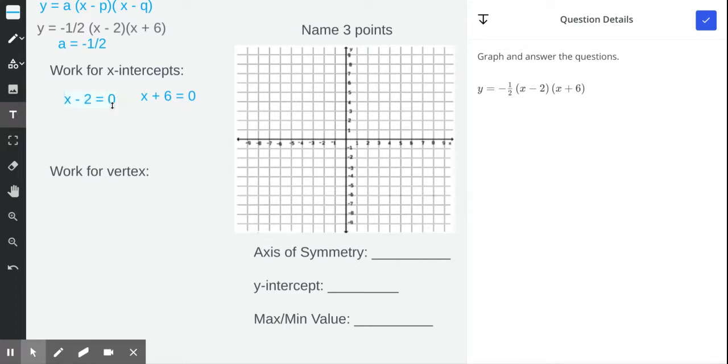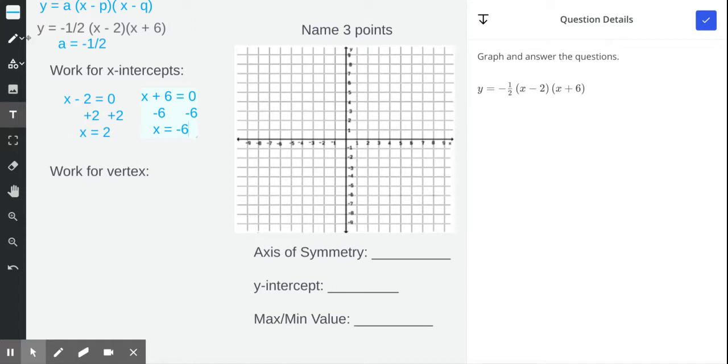How do I solve this? Well, if this says -2, I'm going to add 2 to both sides. I'm going to say plus 2, and I'm going to get x equals a positive 2. And this one, I'm going to say -6, and I get x equals a -6.